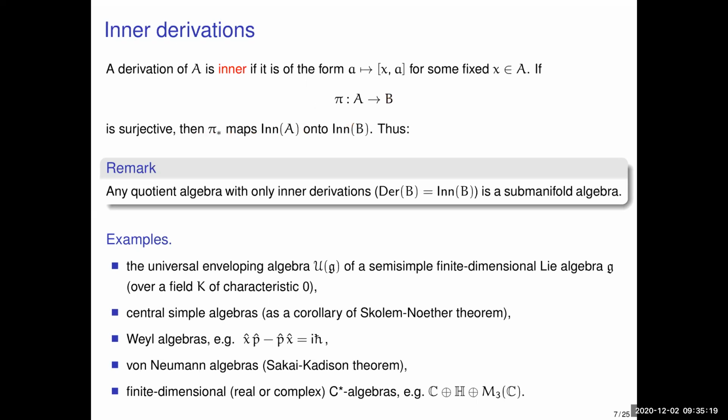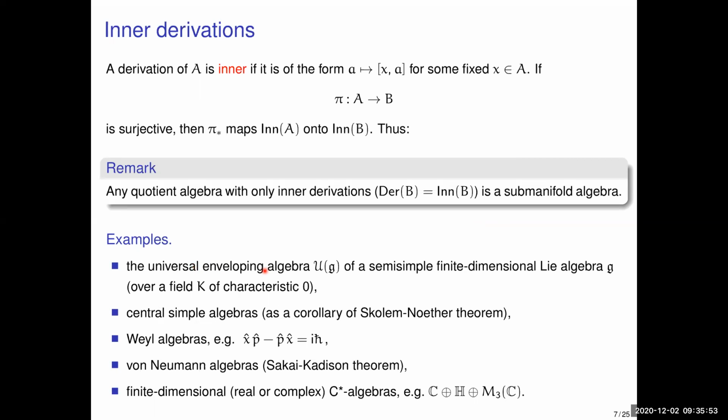So this gives us immediately a class of examples of submanifold algebras. Whenever B has only inner derivations, then it is a submanifold algebra. So any quotient algebra with only inner derivations is a submanifold algebra. This is a simple, immediate property, but still there are quite a lot of examples where this happens. So what are the algebras with only inner derivations?